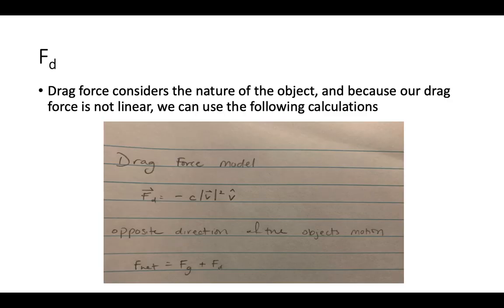When calculating the force of drag, we use the formula drag force is equal to some constant times the magnitude of the velocity squared times the unit vector, where c is dependent on the nature of the object, and we can use this formula because drag is a nonlinear force. So now we can recalculate net force to include both gravity force and drag force, and use this new value in our position update formula to predict the change in position of our object.